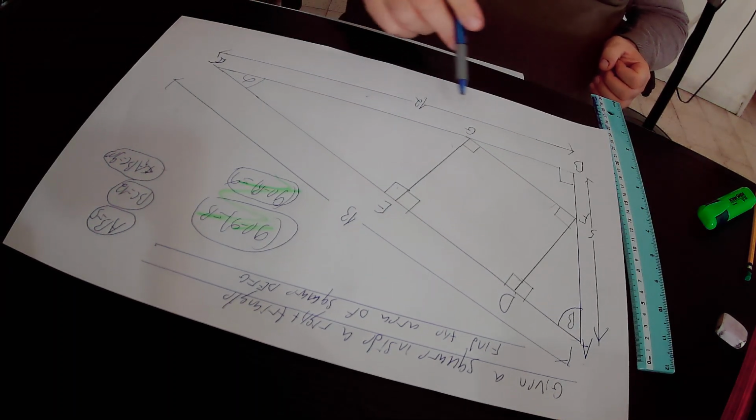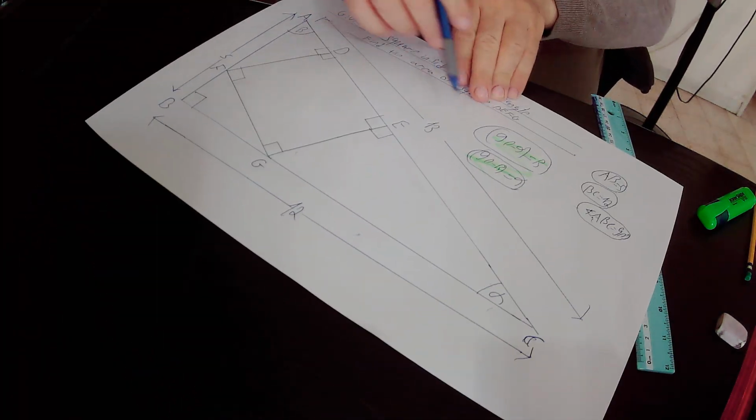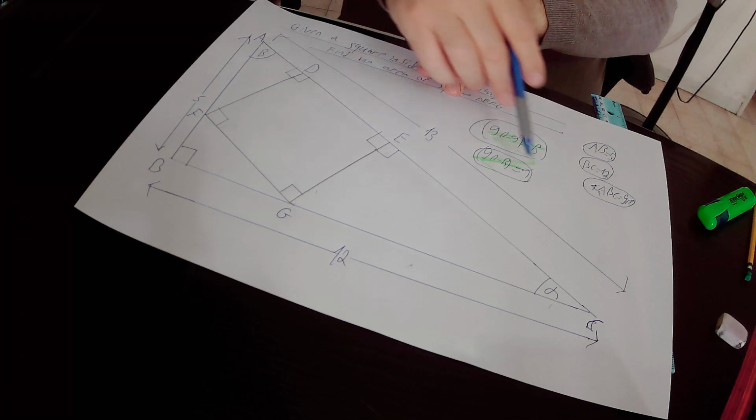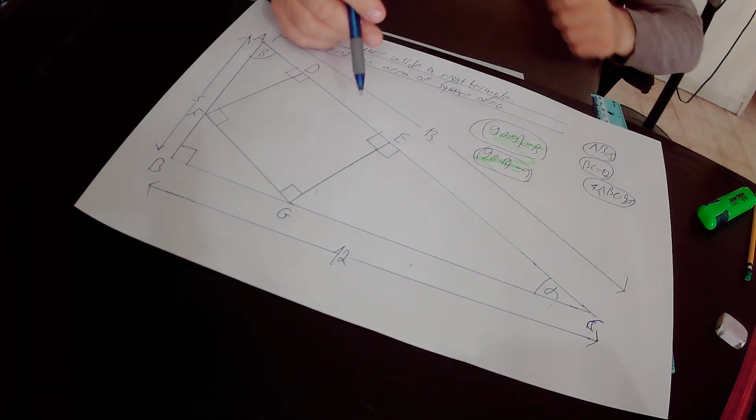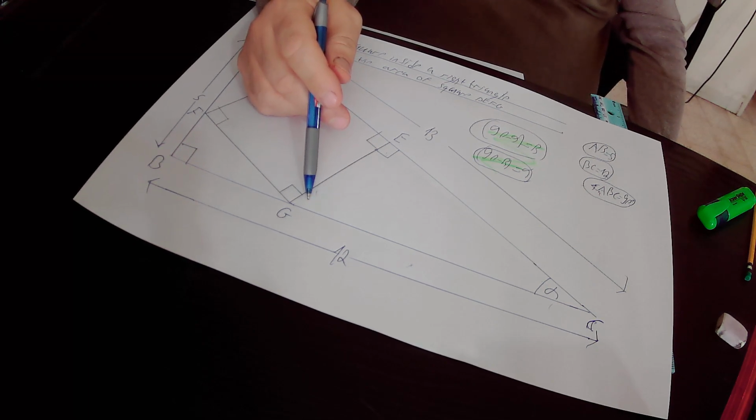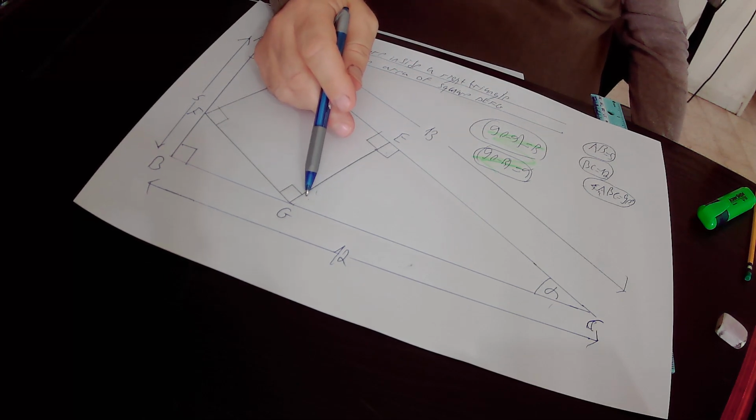In the right triangle GEC, in this right triangle GEC, this angle equals alpha, this angle equals 90 degrees, therefore the missing angle here must be equal to 90 degrees minus alpha. But 90 degrees minus alpha equals beta, therefore the missing angle here equals beta.